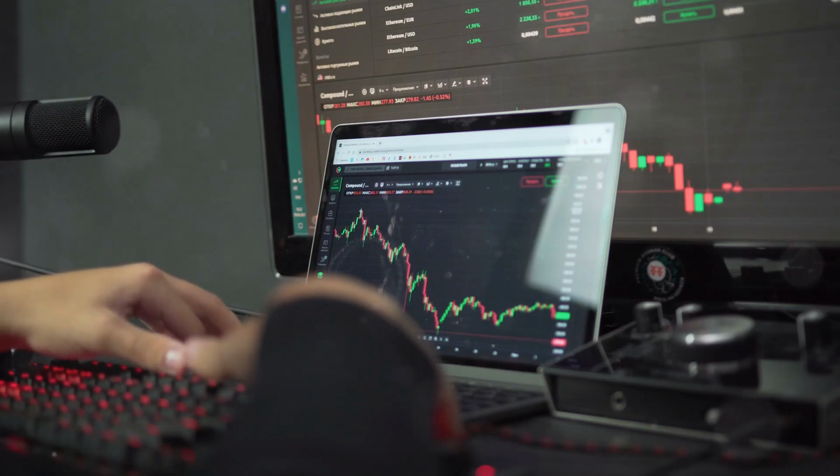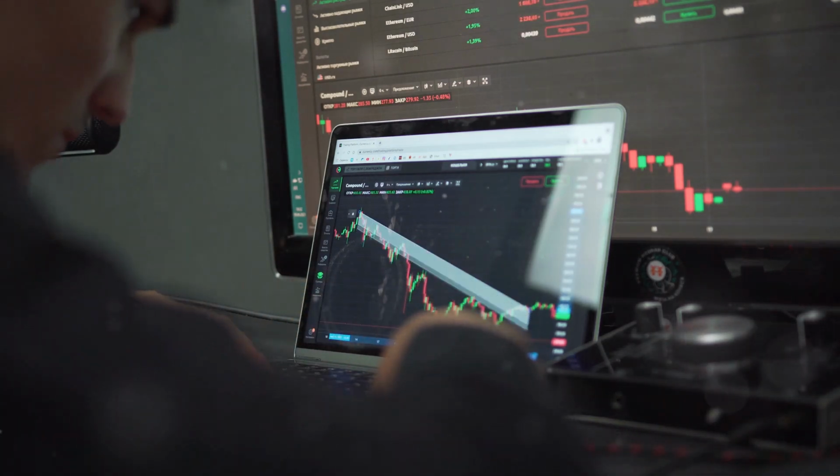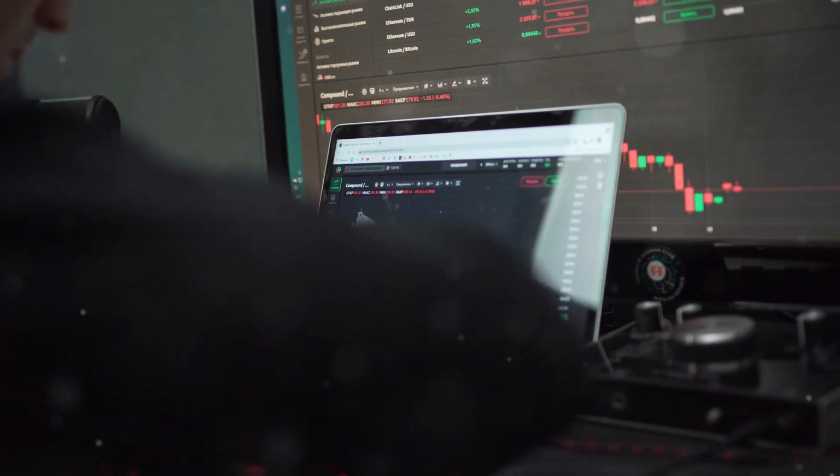Chaikin Oscillator, it measures the momentum of the accumulation distribution line, or ADL. It's used to predict changes in trend by analyzing buying and selling pressure.